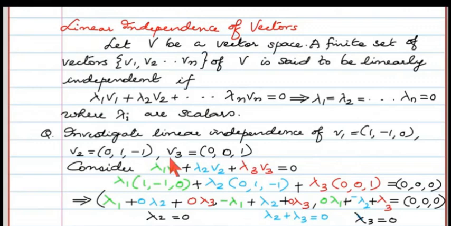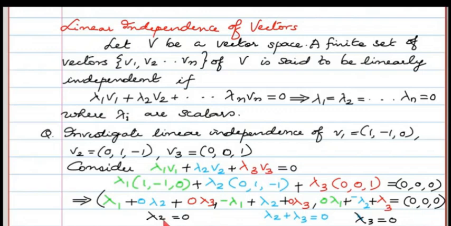So first of all, we need to consider this equation: lambda 1 v1 plus lambda 2 v2 plus lambda 3 v3 equal to 0. Lambda 1 into v1 is 1, minus 1, 0. Lambda 2 into v2 is 0, 1, minus 1. And lambda 3 into v3 is 0, 0, 1. So this is equal to 0, 0, 0. So this is equivalent to: the first component is lambda 1 plus 0 lambda 2 plus 0 lambda 3, the second component is minus 1 lambda 1 plus lambda 2 plus 0 into lambda 3, and the third component is 0 lambda 1 minus 1 lambda 2 plus lambda 3. This is equal to 0, 0, 0.